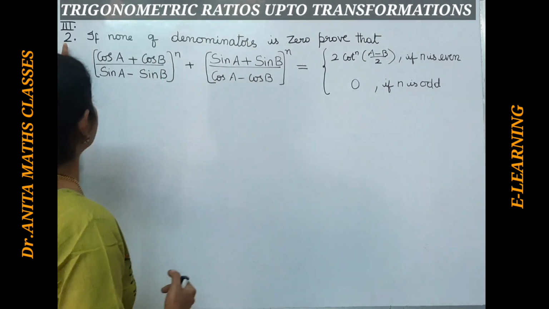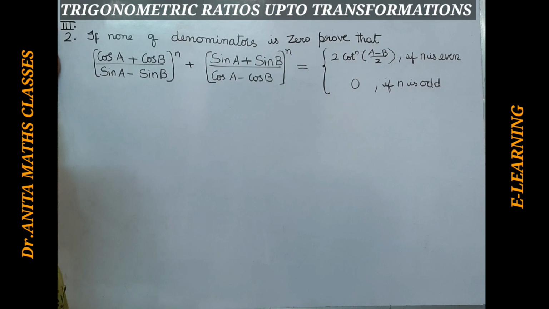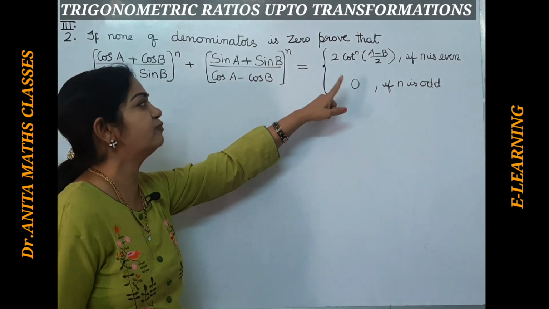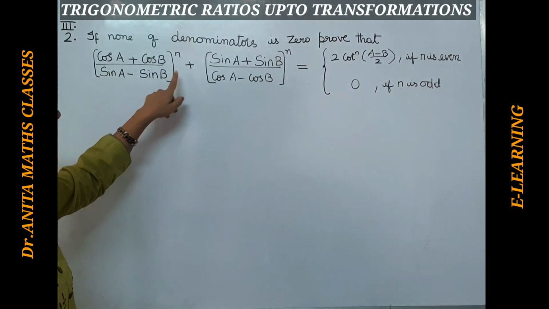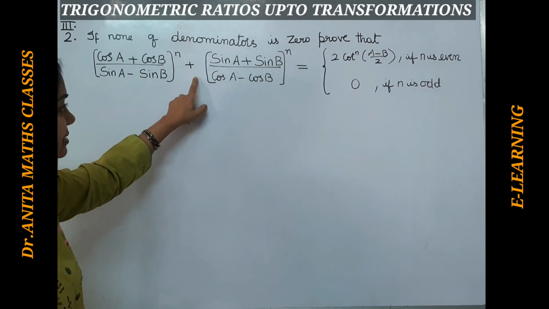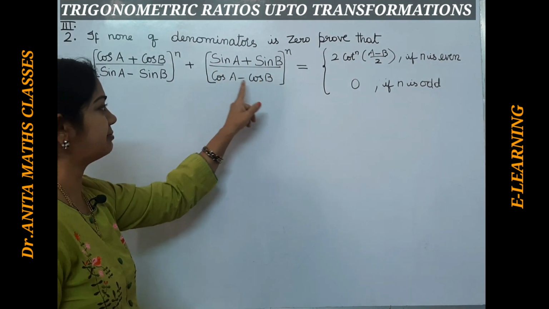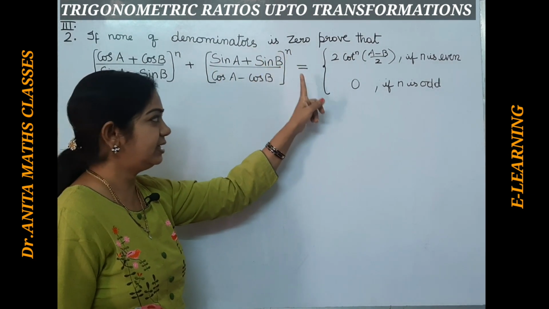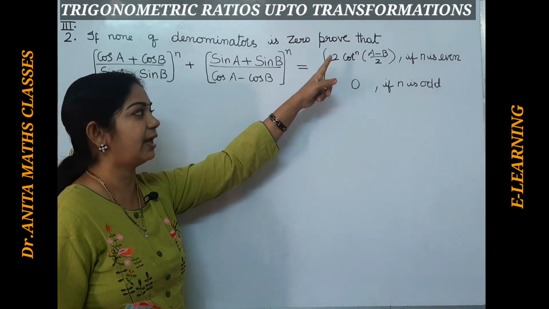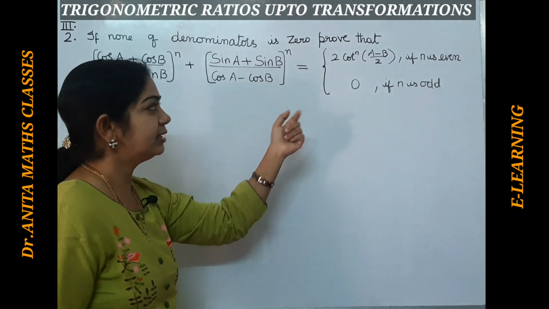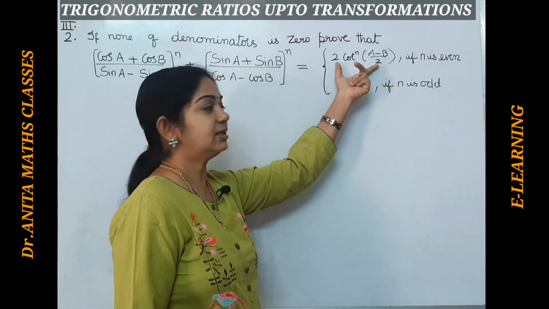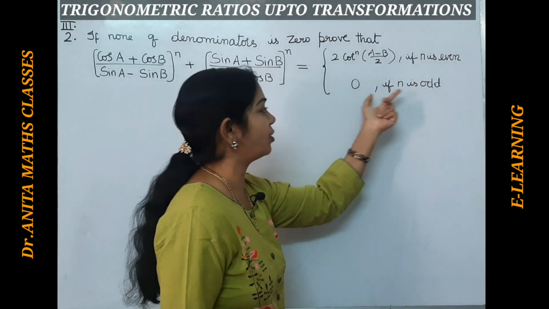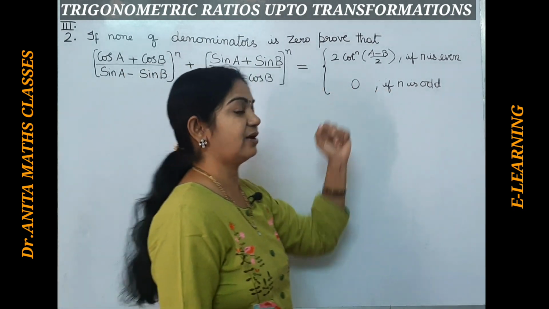And in the continuation part, the third section, second problem here. If none of the denominators is 0, prove that ((cos A + cos B)/(sin A − sin B))^n + ((sin A + sin B)/(cos A − cos B))^n is equal to 2 cot^n((A − B)/2). Given the condition that if n is even, this is the answer, and if n is odd, 0 is the answer. That we have to prove.